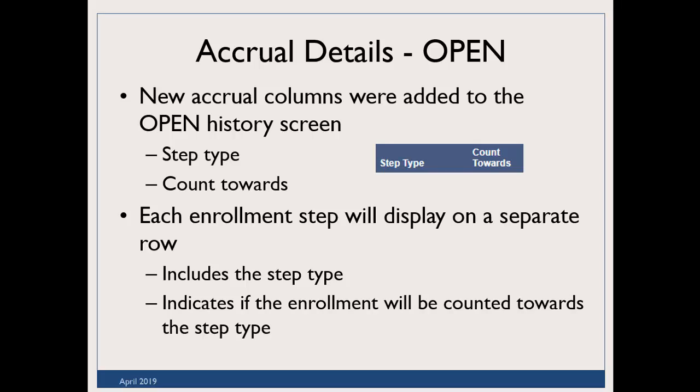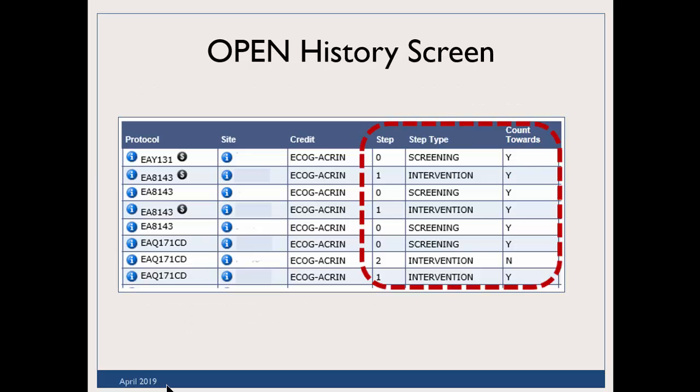Most studies will only have an intervention step. Some studies will have multiple steps. If there are multiple steps of the same type, for example, intervention, they're going to be rolled up. A good example of this will be MATCH. So this is just a screenshot. It does show the step type and the count towards.